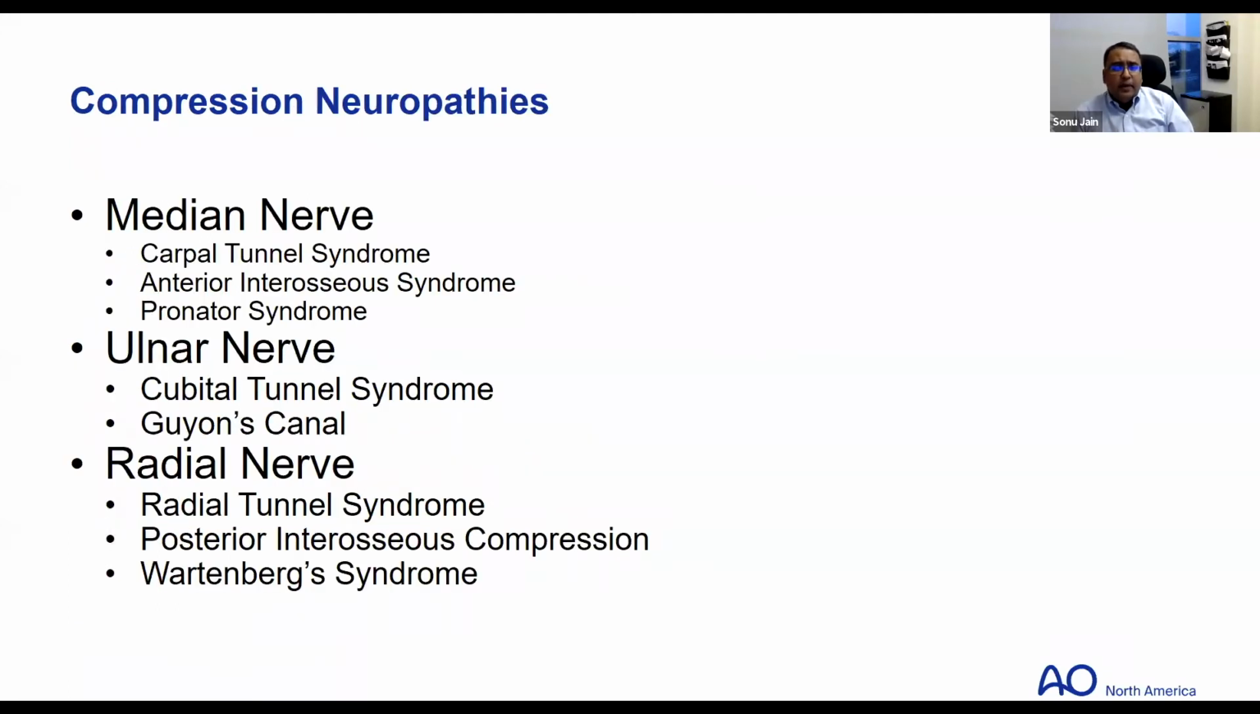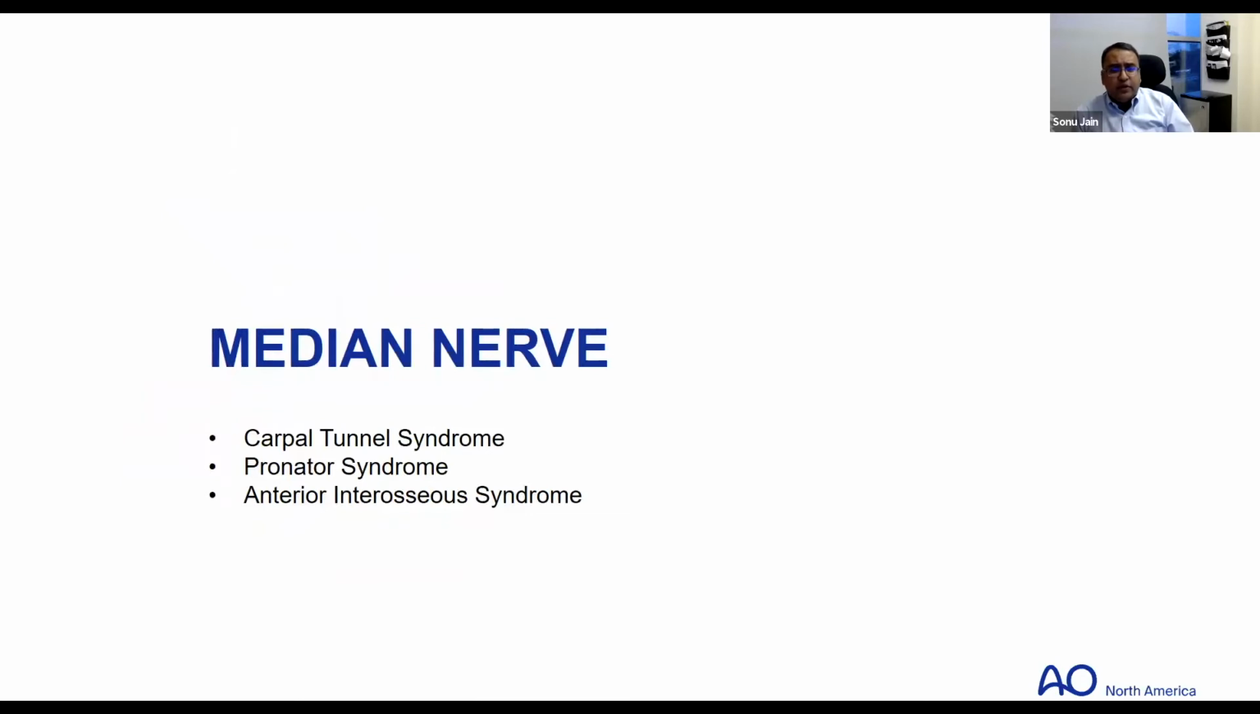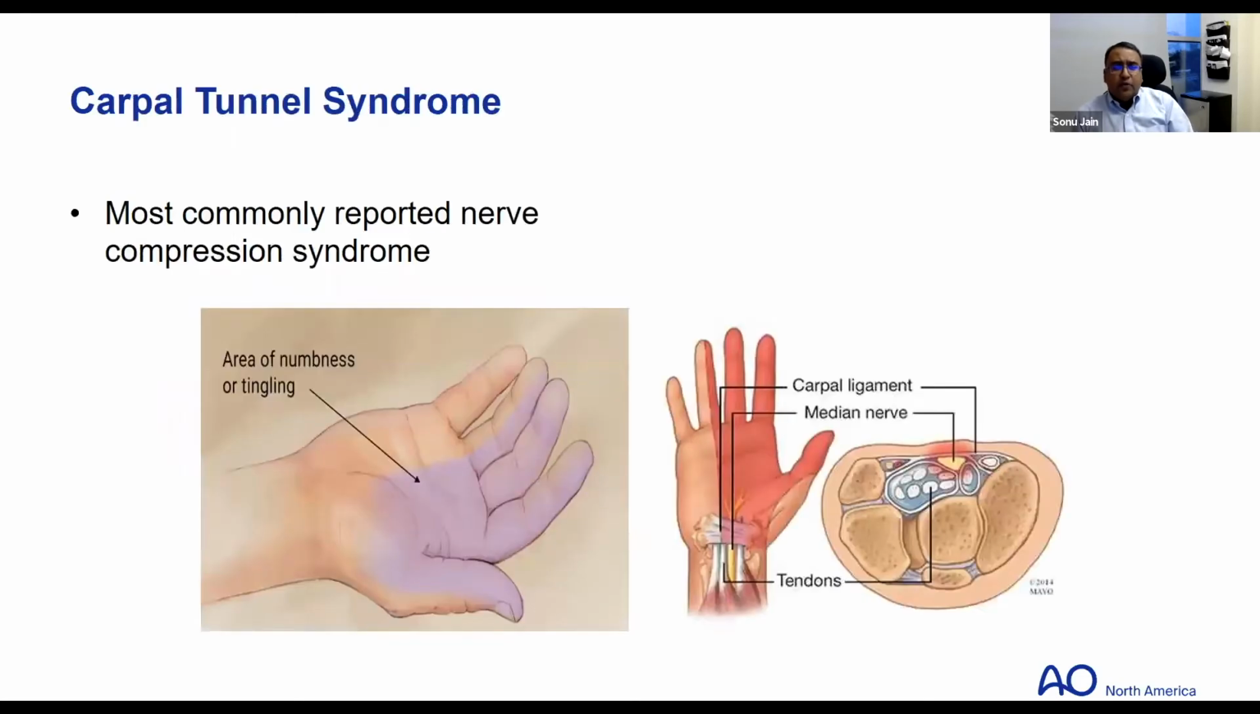So I'm going to go to the compression neuropathies, looking at the median, ulnar, and radial nerve aspects of this. When we look at the median nerve, we're thinking carpal tunnel, pronator syndrome, and anterior interosseous syndrome. Carpal tunnel is the most commonly reported nerve compression syndrome. You get numbness in the volar thumb, index, middle, and radial ring finger. You can see this cross-sectional area right here of the carpal tunnel with the median nerve and the flexor tendons.